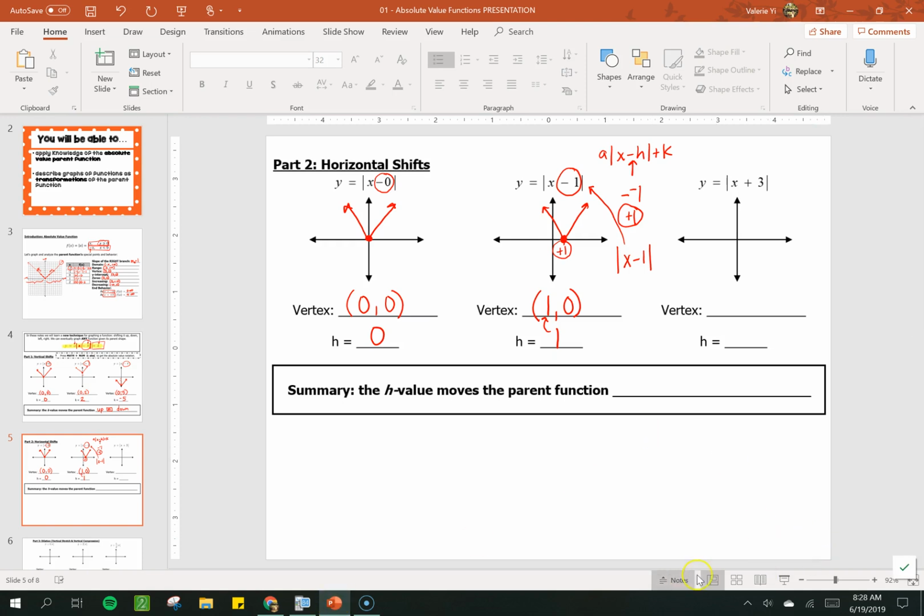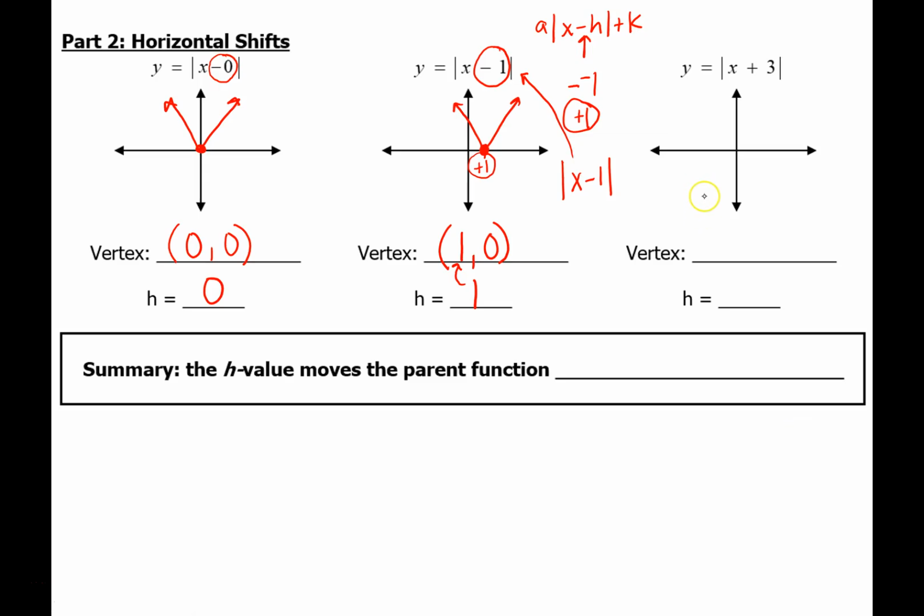So that same idea is holding firm here. We have 1, 2, 3 to the left for our absolute value function. The vertex is -3, 0, which means that again our h value changed signs. Because it's a +3 in the equation, we're going to have a -3 as our h value and our vertex. So we're doing the opposite of whatever sign for the h value that we see in the absolute value bars. So in summary, the h value moves the parent function from the vertex either to the right or to the left. It moves it horizontally.